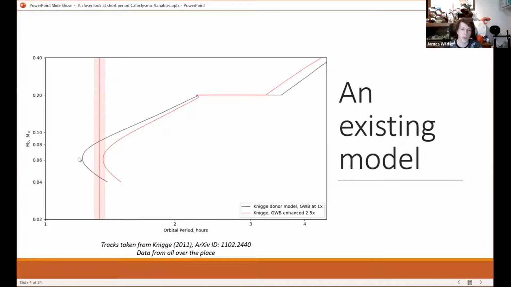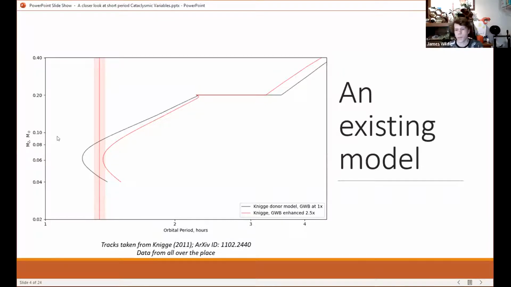Then there's also this turnaround region down here, which is just caused by the donor starting to lose mass adiabatically, which means that as the star loses mass, it expands rather than shrinks. That just means that it can retreat from the white dwarf whilst keeping in contact with its Roche lobe. So rather than the stars moving closer together as the mass falls, the period starts to lengthen even as the mass is getting lower.